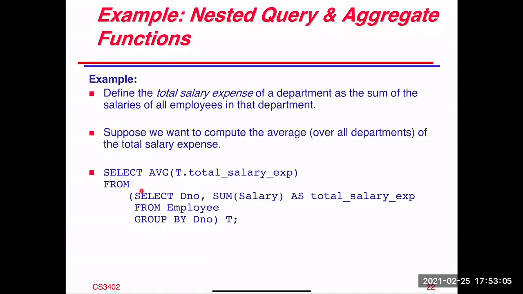All right, so we're kind of creating something that is called a derived table. Okay, so if you have such a select statement inside your from clause, you call this a derived table, and I'm even giving it an alias. I'm calling it T. And then up here, I'm just going to compute the average of this total salary expense attribute in this table. All right.